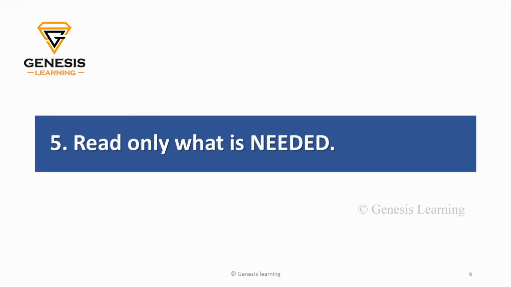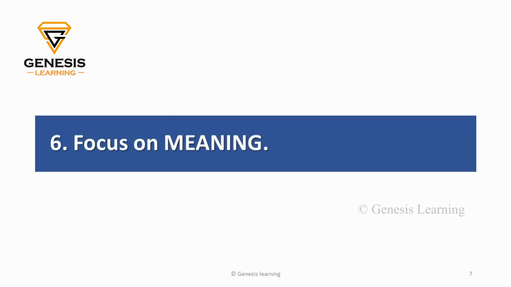Let's jump into the fifth one, and that is read only what is necessary. Don't skim and scan that entire text to find the answer. You will have to only read the appropriate part of the text very carefully in order to understand what the author actually means. The sixth one is focus on the meaning.